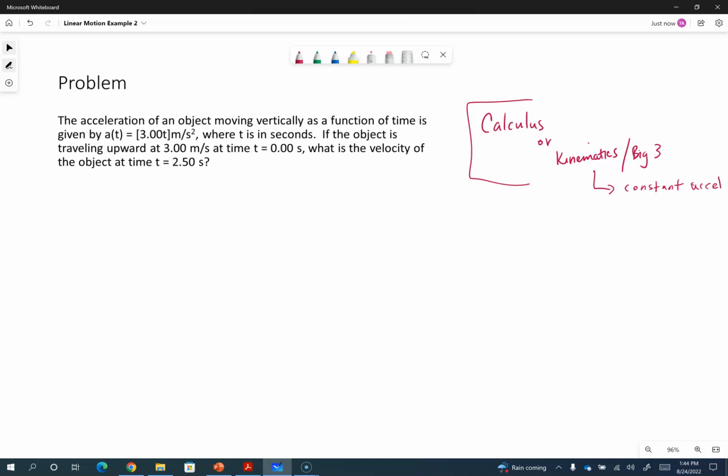So reading through this problem, they're giving us a function that describes the acceleration at any point in time. There's time in here. This is not constant acceleration, meaning we cannot use the big three or the kinematic equations to solve this problem. We must use the calculus relationships.